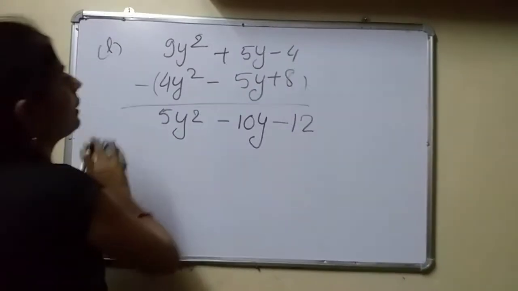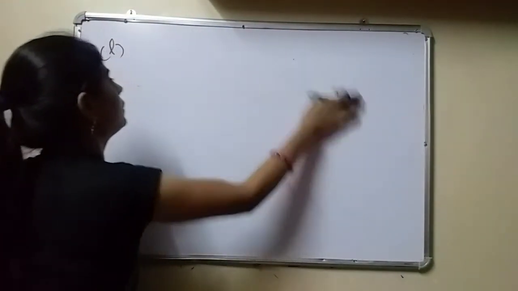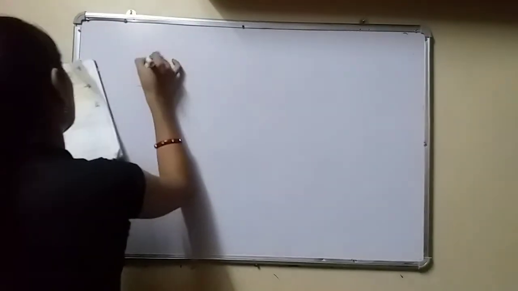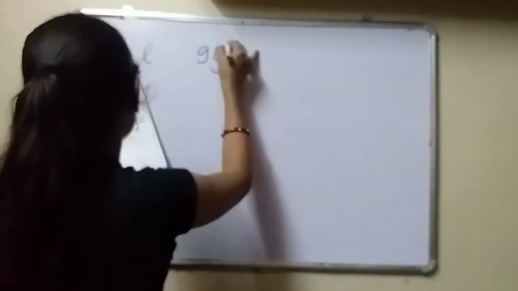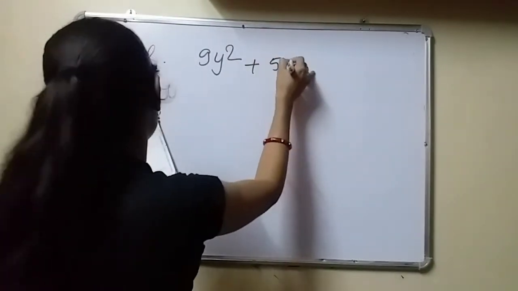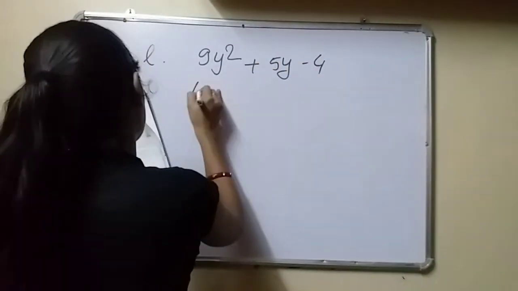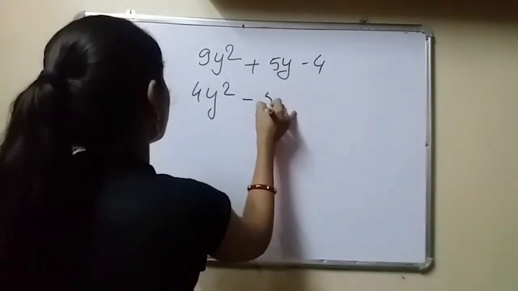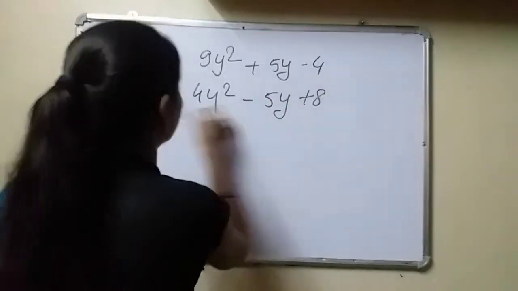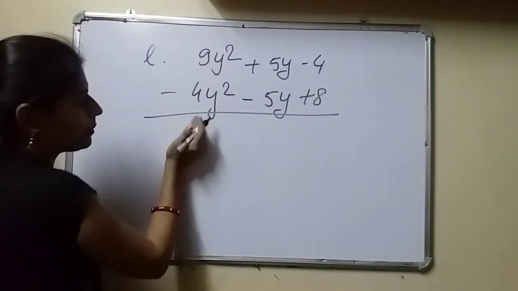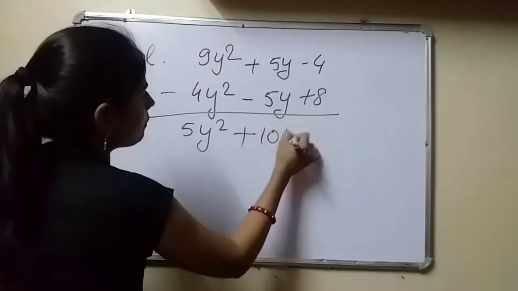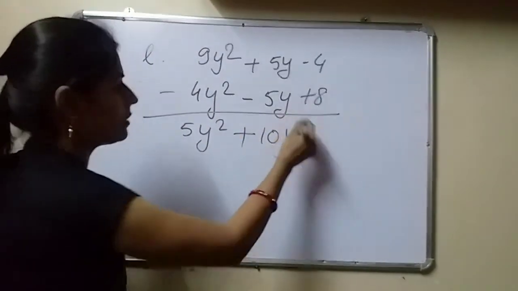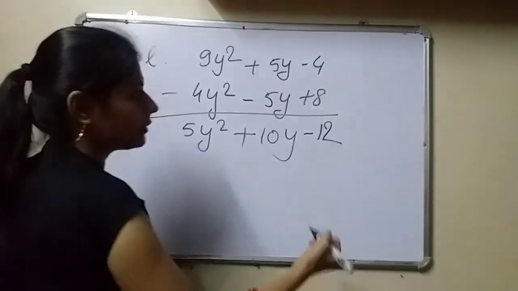So listen here, again I will solve once more. L, 9y square plus 5y minus 4, 4y square minus 5y plus 8. I will solve by both methods, then you will understand. When you are solving it, it will become 5y square, minus minus plus it will become plus 10y, minus plus minus, so it will become minus 12.